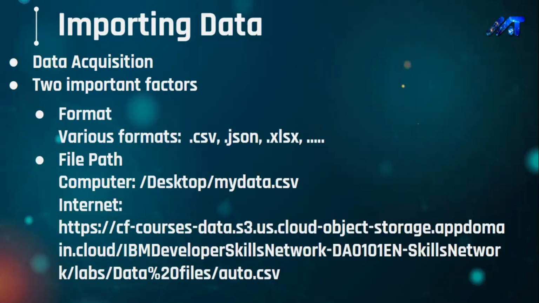The path tells us where the data is stored. Usually, it is stored either on the computer we are using or online on the internet. In our case, we found a data set of used cars, which was obtained from the web address shown on the slide. So let's jump towards the Jupyter Notebook to import the data.